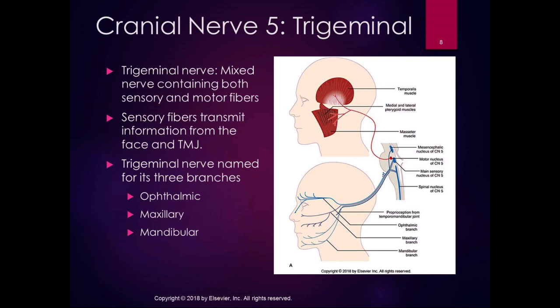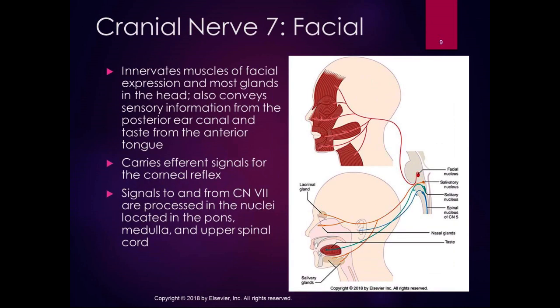You don't need to know the separate branches: ophthalmic, maxillary, and mandibular. But they're the trigeminal nerve, that's sensory and motor. The facial nerve is largely motor, although it does convey some sensory information as well.